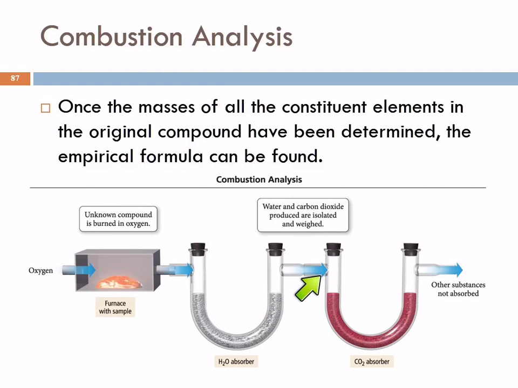The carbon dioxide then comes over here, goes through this tube, which has a different substance in it that absorbs the CO2 and traps it. And then anything else just goes out the other end. So we weigh this tube before the combustion, and we weigh it after. And the difference is the mass of water that was released during combustion. Same idea here. Weigh it before and after. The difference is the mass of carbon dioxide. Any questions?